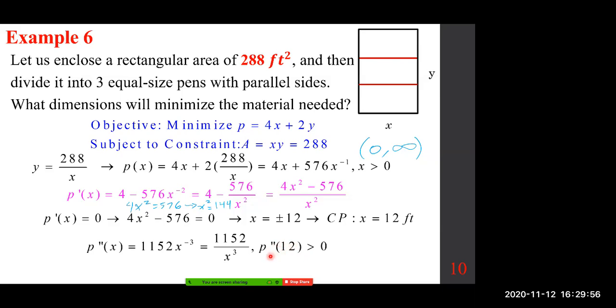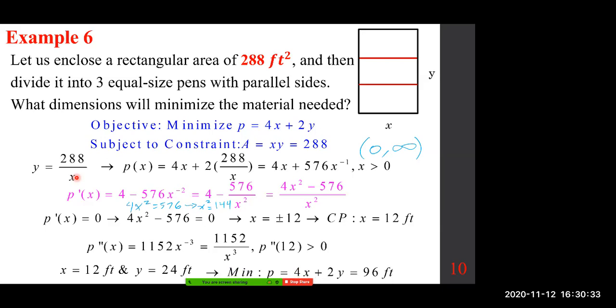The idea is that you should recognize this is a positive value. And having said that, when it's positive it means concave up, and that means the minimum occurs at x equals 12. So we go back up here, x times y is 288, or y is 288 divided by x. So you divide 288 by x and you get y equals 24. So the dimensions are 12 by 24.